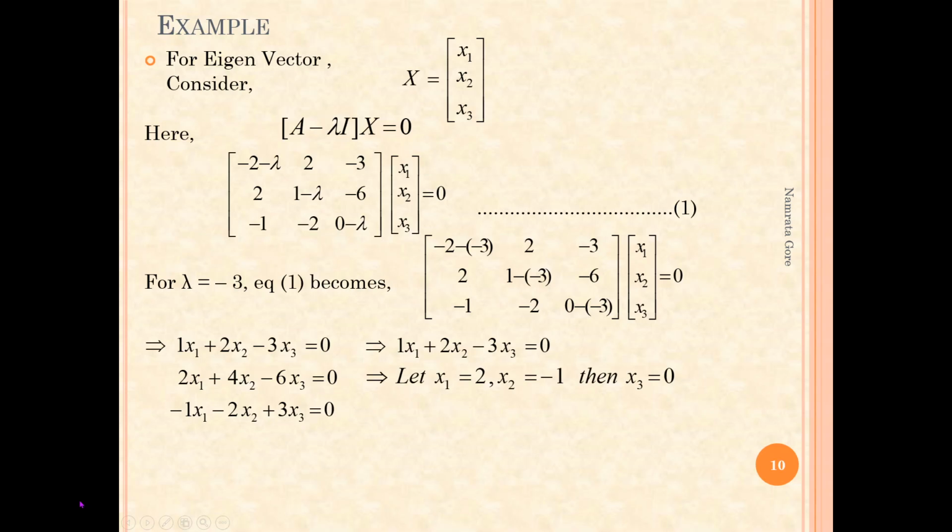So here in the first step, I am assuming x1 as 2 and x2 as -1. If I substitute x1 as 2 and x2 as -1 here, then this is 2 minus 2, which is 0. So what is left is -3x3 equal to 0, so x3 comes out to be 0.